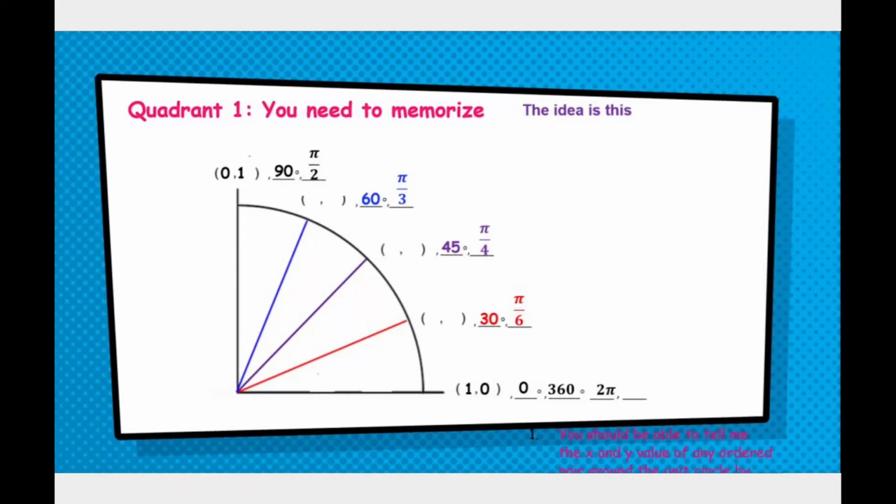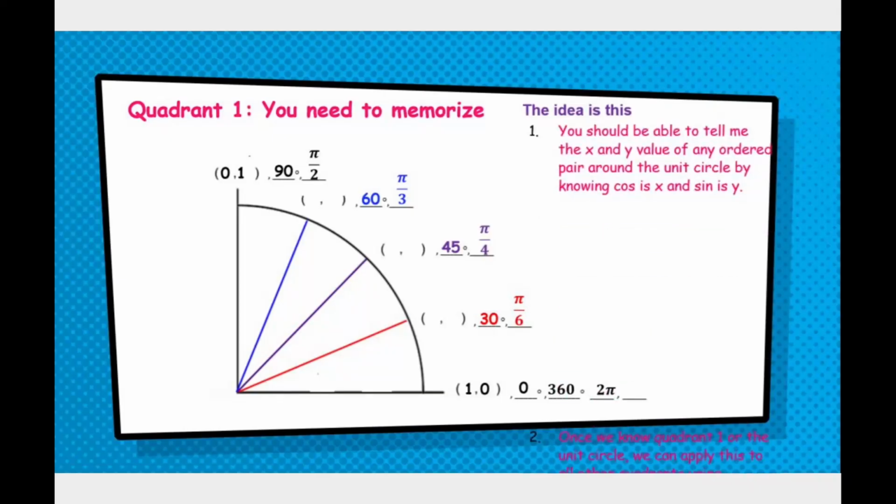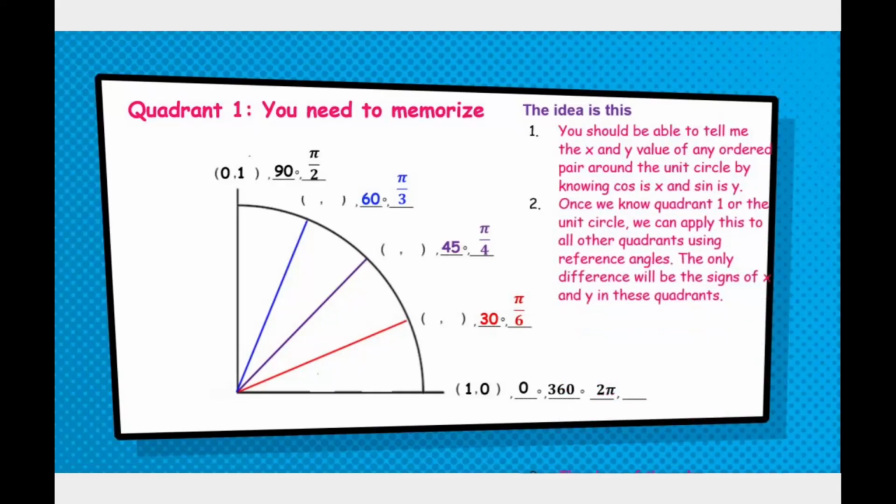Okay, so real quick, we're going to talk about how to memorize some of this stuff going forward. And I would encourage you to, every day when we get here, do a quick sketch of this first quadrant, and everything's going to tie back to this. So you should be able to tell me the x and y value of any ordered pair around the unit circle by knowing cosine is x and sine is y.